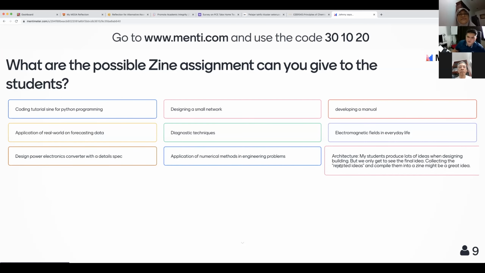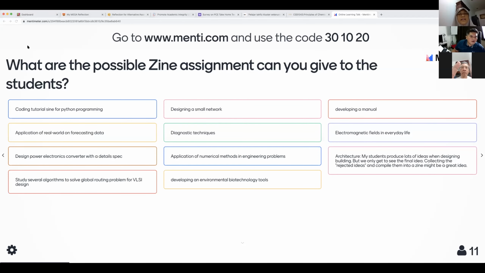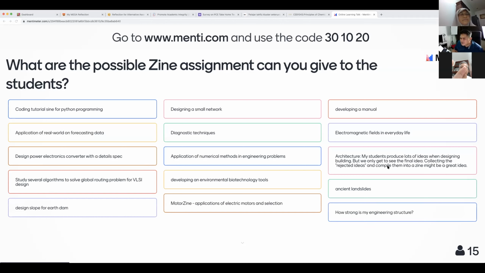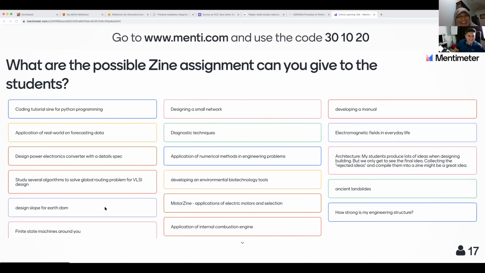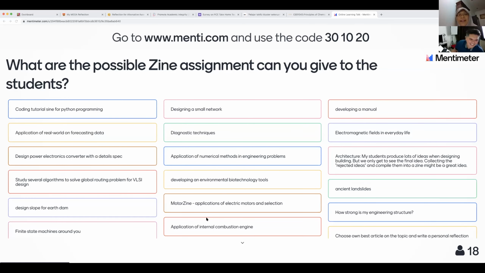Okay, so we have some feedback here, which is application. I read down here: a coding tutorial for Python programming, application to real-world forecasting data. I like the idea here about the architecture. Collecting the rejected ideas and compiling them into a zine might be a great idea. Yes, and why they were rejected. Finite state machines around you. Electromagnetic fields in everyday life. And wow, a lot of ideas. Yes, there are plenty of ideas. That's very good.